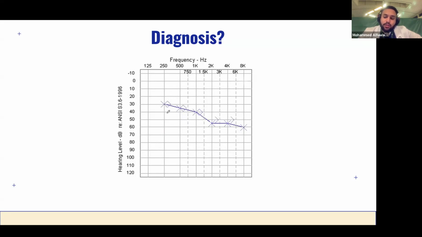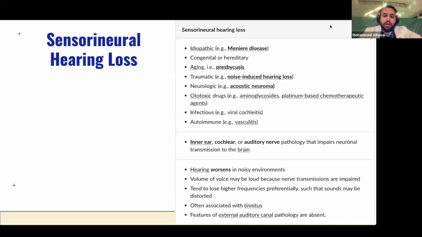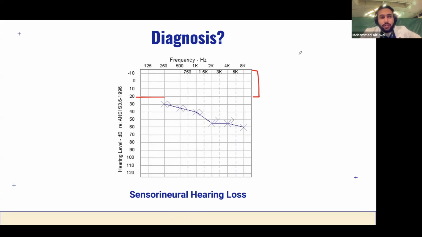Now what is this? This rectangle or square is bone. This is air. This is bone. Both are below 20. If both of them are below 20, this is sensorineural. Both are below 20. Air and bone are the same. So if it's sensorineural hearing loss, where is the defect?